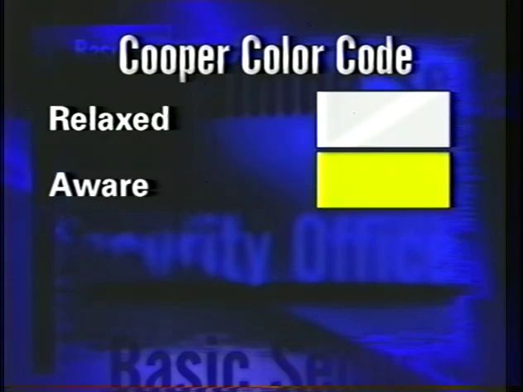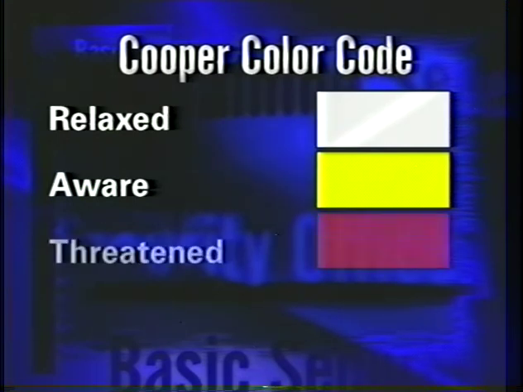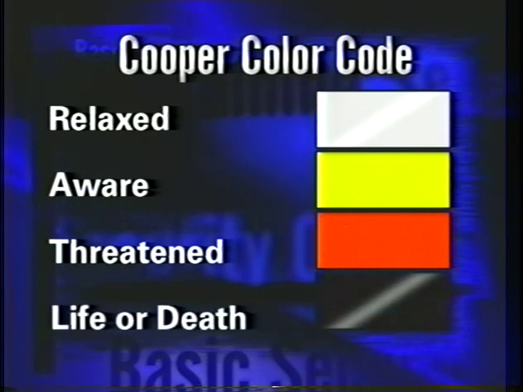Yellow: aware of your surroundings. You know where the cover is. You know where help is. Watchful of people and events, and cautious at all times. Red: threatened, situation is turning bad, time to react. Black: life or death situation.